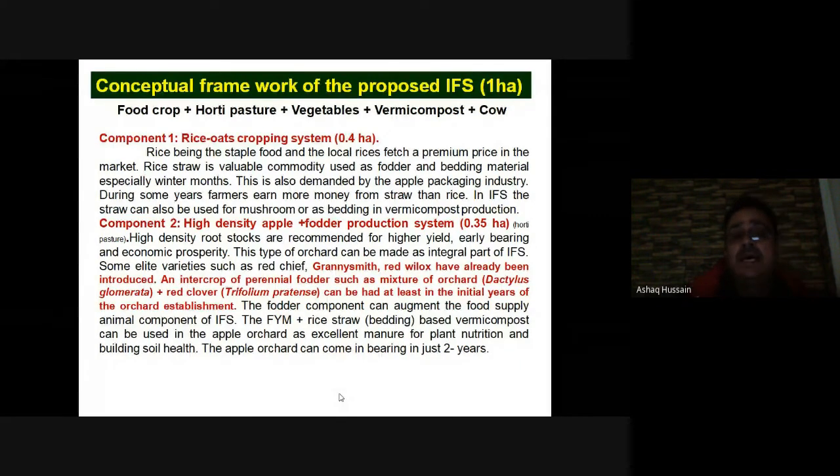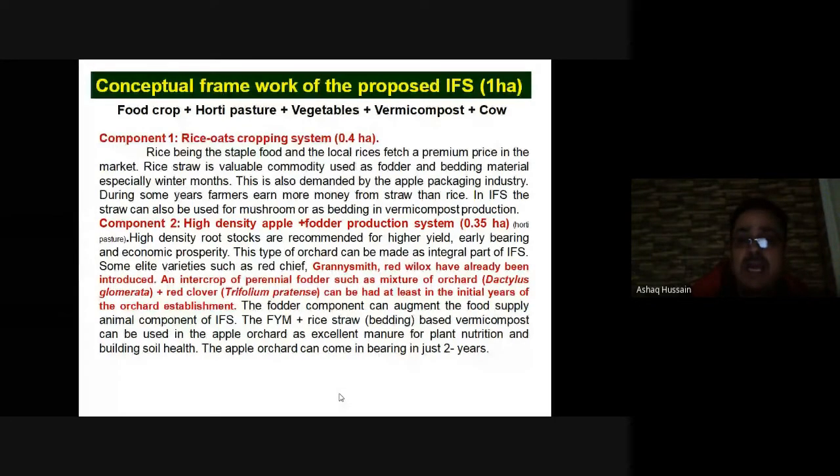We know the high density produces around 30 to 40 tons of apple per hectare. So this high quality apple, Granny Smith, Red Velox, then certain Red Chief or Super Chief, these are very early bearing types of apple that are grafted on the dwarfing rootstocks, for example, M9, M111, and many other rootstocks that are suited for this intensive production in high-density apple orchards.